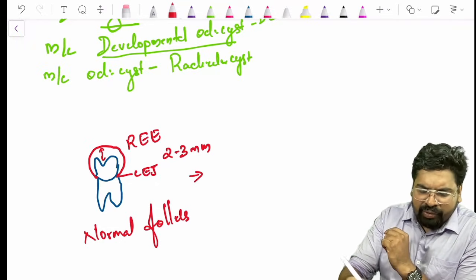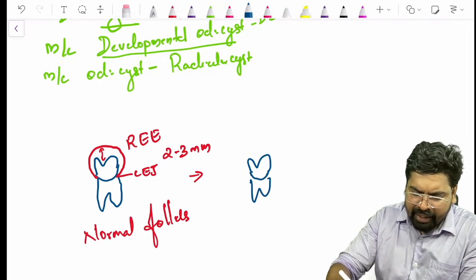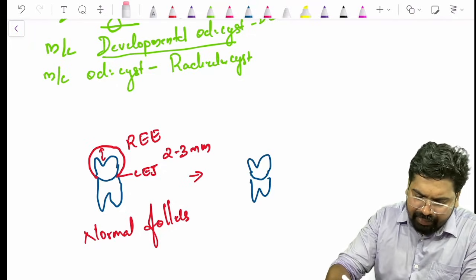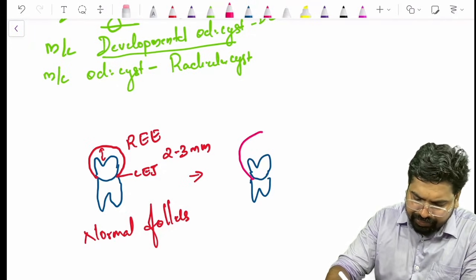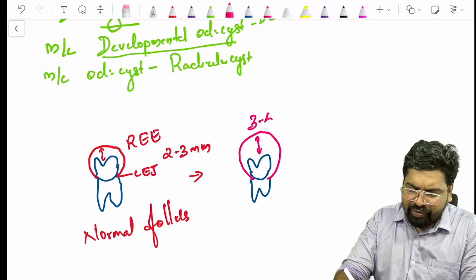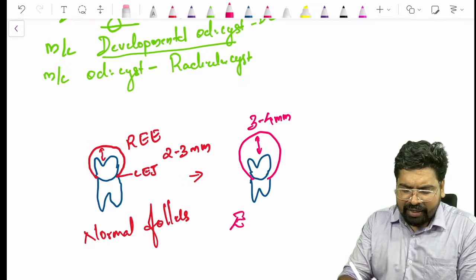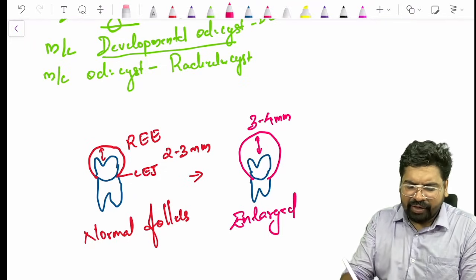So in certain teeth, if you take a tooth, the follicular space becomes a little larger. For example, it may reach 3 to 4 mm. This much is okay. This is called an enlarged follicle.